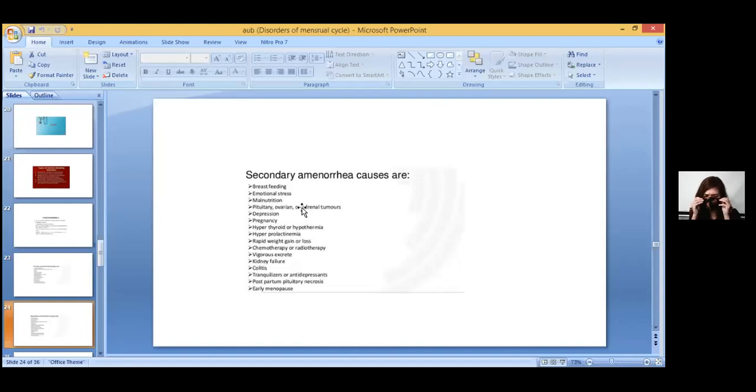ठीक है, कीमोथेरेपी और रेडियोथेरेपी का वो आप लोगों को पता होगा. अगर आप लोगों को कोई चीज समझ नहीं आ रही तो एट द एंड ऑफ द लेक्चर यू पीपल कैन आस्क. किडनी फेलियर हो, उसकी वजह से पेशेंट सेकेंडरी एमेनोरिक हो सकता है. पोस्टमार्टम पिट्यूटरी नेक्रोसिस बिकॉज ऑफ द पीपीएच और अर्ली मेनोपॉज.